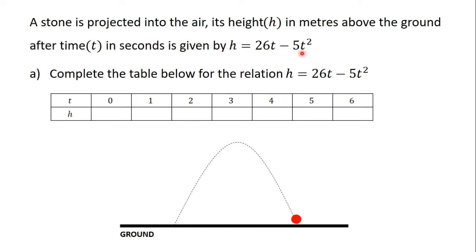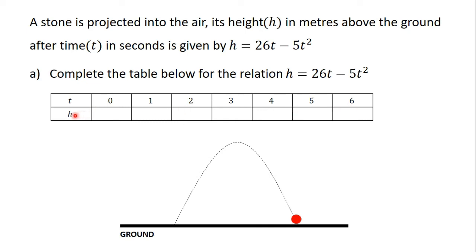As we can clearly see, this function is a quadratic function because the highest power of the variable in this function is 2. The question says that we should use the relation given to us, which is h = 26t - 5t², to complete this table. In this table, we have been given a set of t values, and we are going to use these t values to find the h values. So we are going to find h when t is 0, we will find h when t is 1, we will find h when t is 2, 3, 4, 5, and 6.